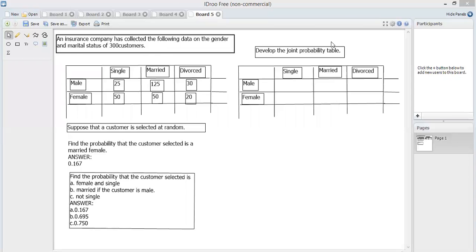Okay, now we have question 3 to solve. An insurance company has collected the following data on the gender and marital status of 300 customers. The gender being male and female, and customers being single, married, and divorced. So let's come to the table given.